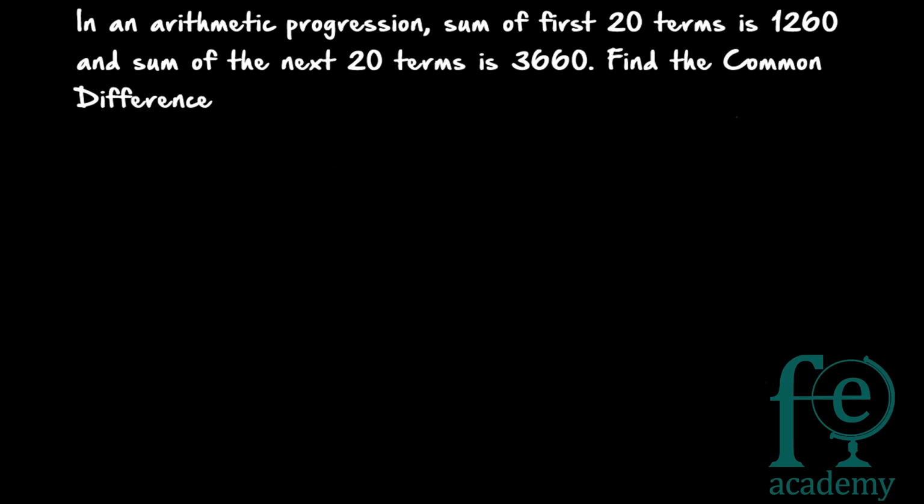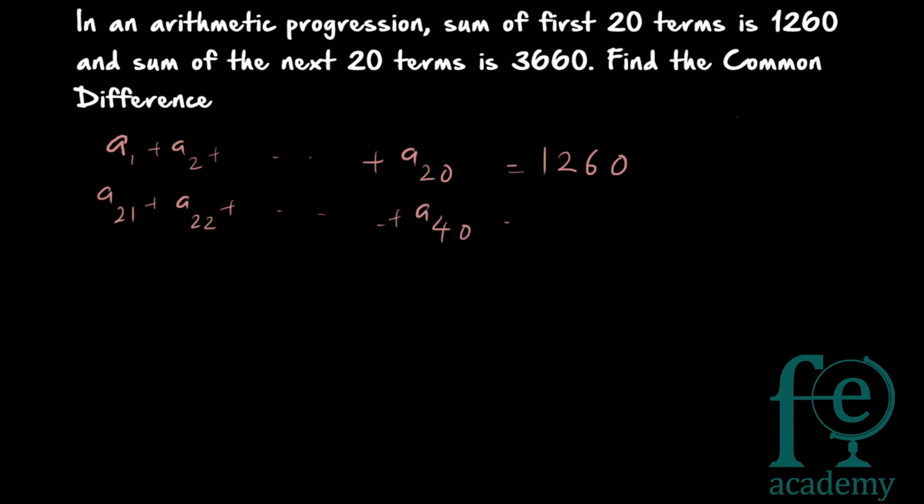Now here what is the question? The sum of the first 20 terms of an arithmetic progression is 1260. So that is given here. That means a1 plus a2 plus up to a20 is giving you 1260. And the sum of the next 20 terms is 3660. That means a21 plus a22 plus up to a40 is giving you 3660, and you are asked to find out the common difference d.